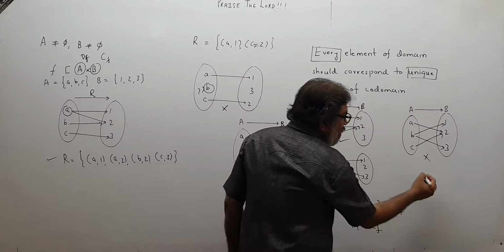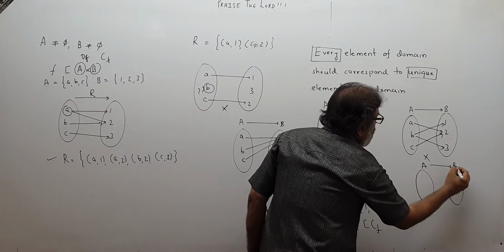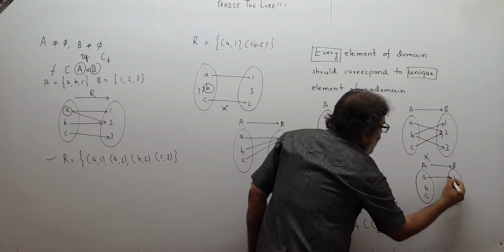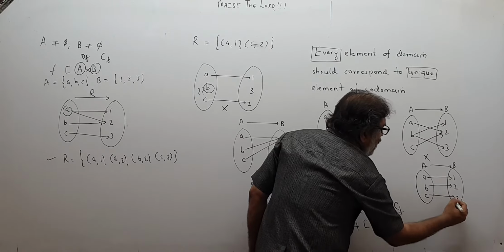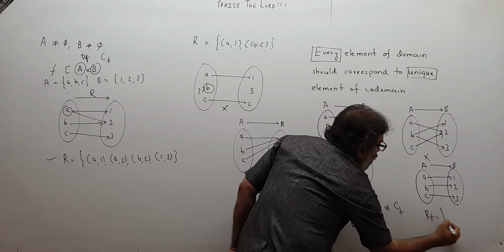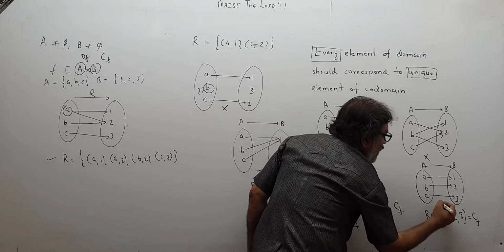If we think like this, if you have something like this, A to B, A, B, C, and 1, 2, 3. A corresponds to 1, B corresponds to 2, like this. So here the range is 1, 2, 3, which is equal to the codomain, and this is also a function.